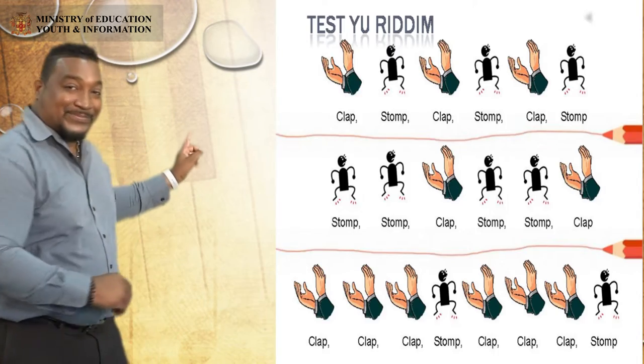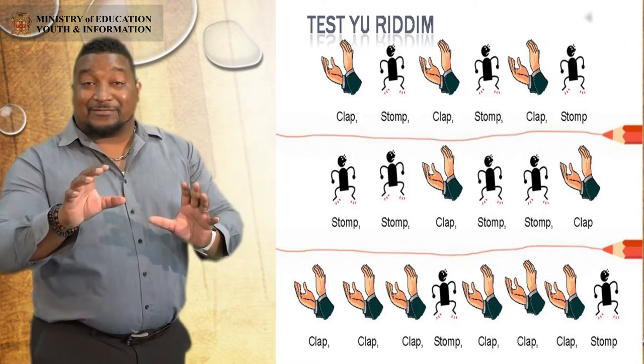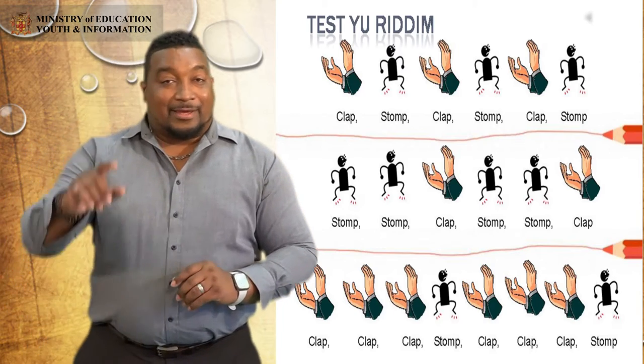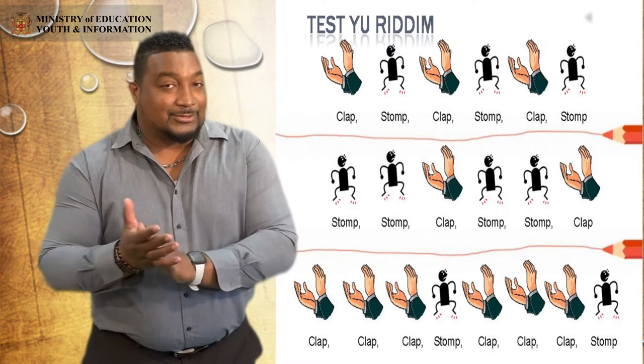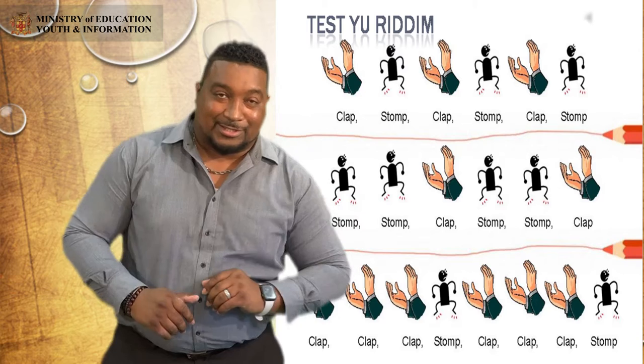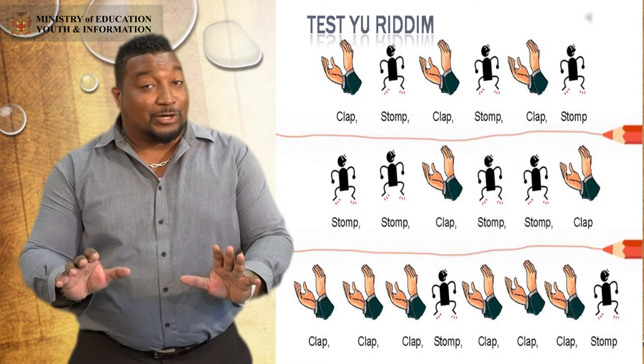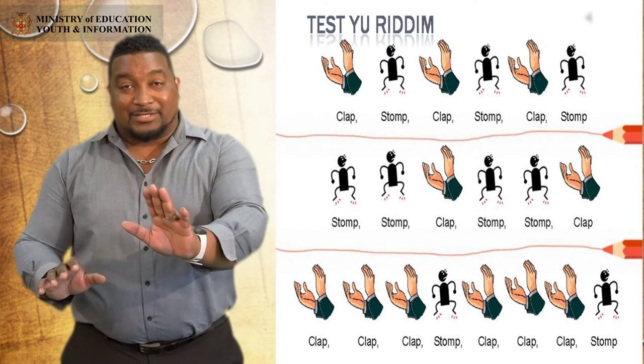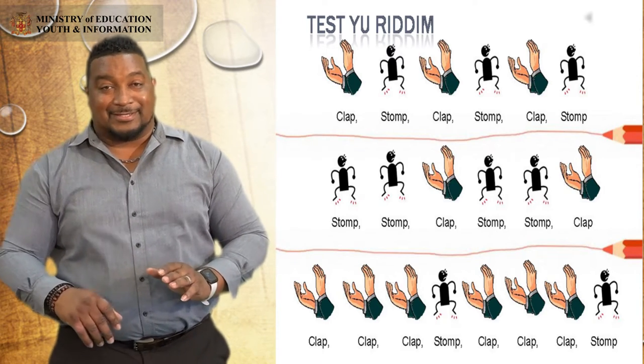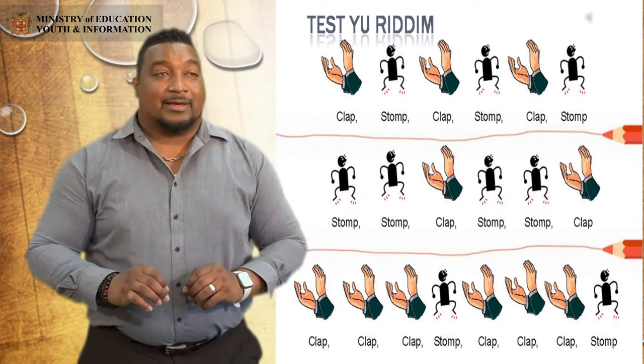Before we get into that, here's a little activity I want you to do. I hope you can read and do what is on your screen right about now. There are a series of gestures, and you're using your hands to clap and feet to stomp. I hope you can follow the rhythm and do all of that. I'm going to give you the pulse and you go ahead with it. All right? So here we go. Let's go a test run.